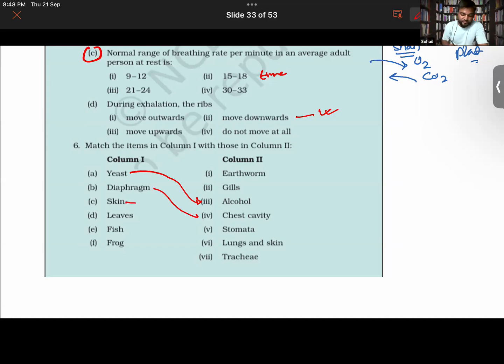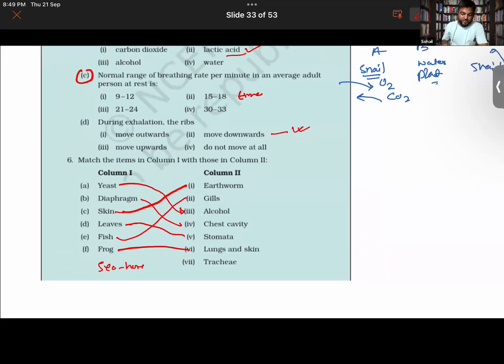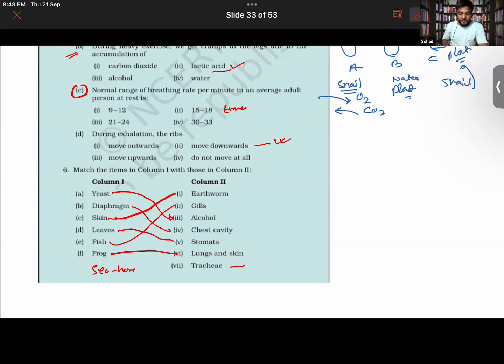Then skin. Earthworm. Good. Chakrika, leaves. Stomata. Good. Sundus, fish have which organs? Gills. Good. Frog has both lungs and skin. Someone asked about the seahorse: it has only gills. They don't breathe through their skin. Trachea is the organ used by the cockroach.